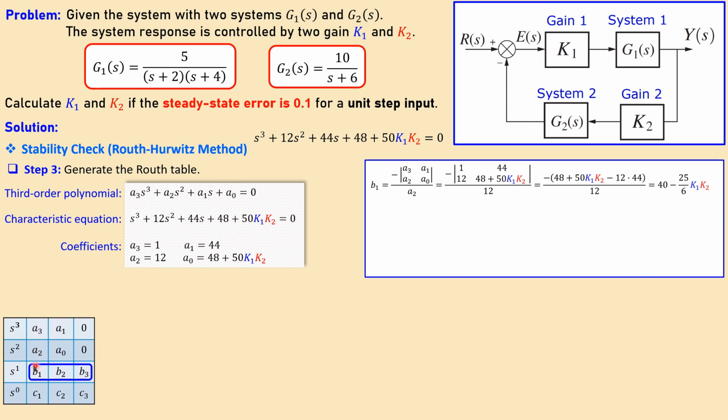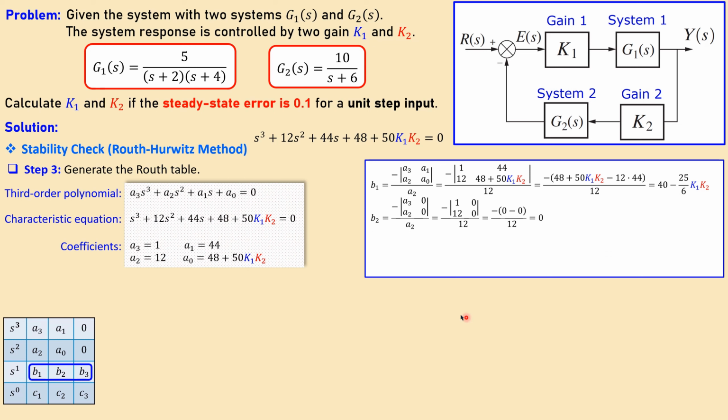Now if you add everything in here, because these are given, and also divide by 12 because that's A2, then you have the following expression. So you just work out the determinant. The determinant is of course A3 times A0 minus A2 times A1. That's also what I have done here. Then you get 40 minus 25 over 6 times, again, the product of these two gains.